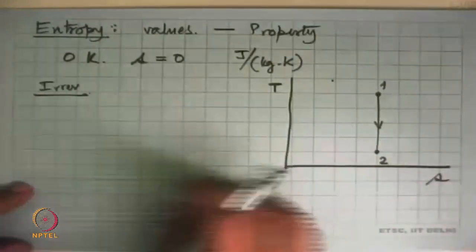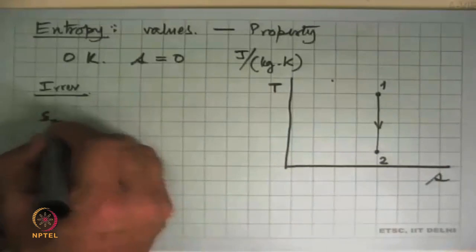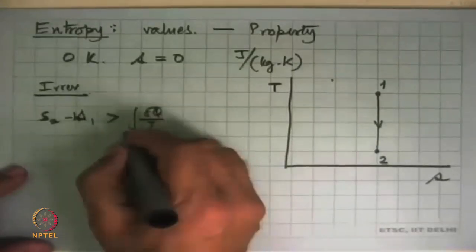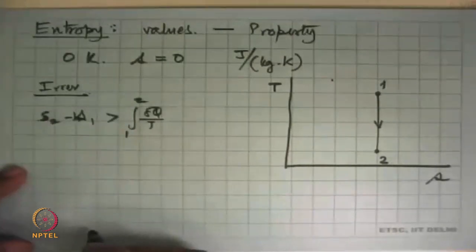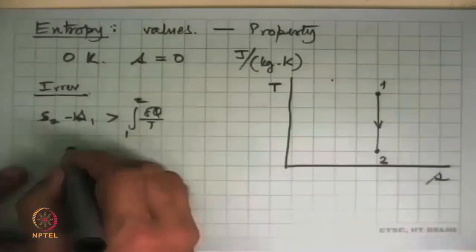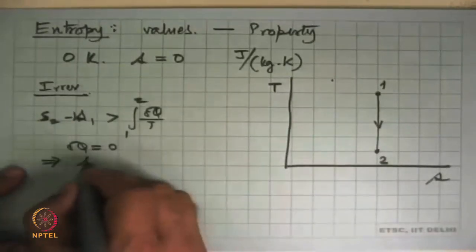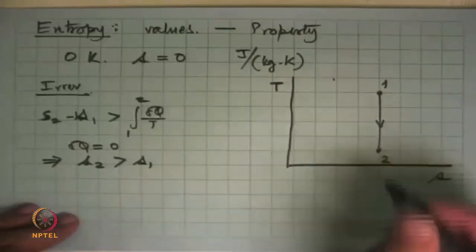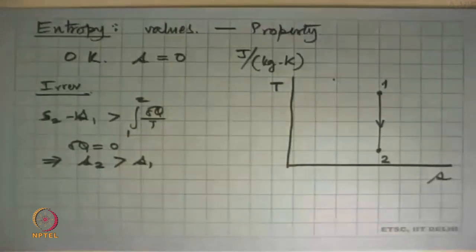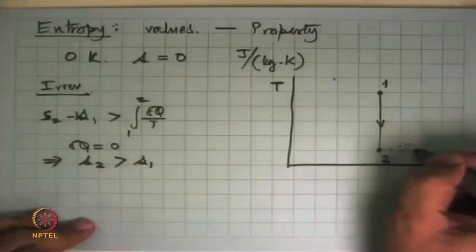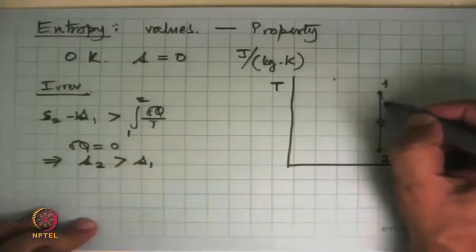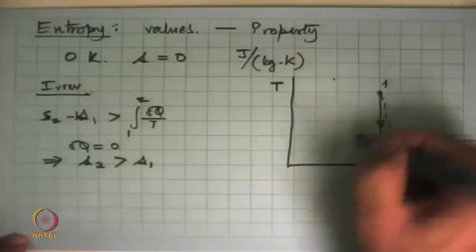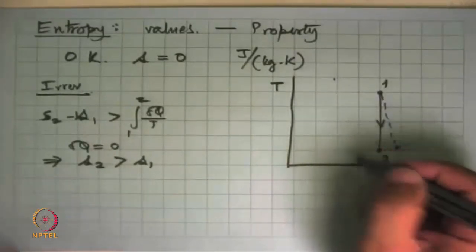In this process, what we have is that S2 minus S1 will be greater than delta Q by T. And if it is an adiabatic process, which this was, that means delta Q equal to 0, then S2 will be greater than S1. This tells us that if this process were irreversible, then the final state 2 will lie to the right of this. So this process can go somewhere there. This process cannot come back this way as long as it is adiabatic, that means there is no heat transfer. So it is going that way.